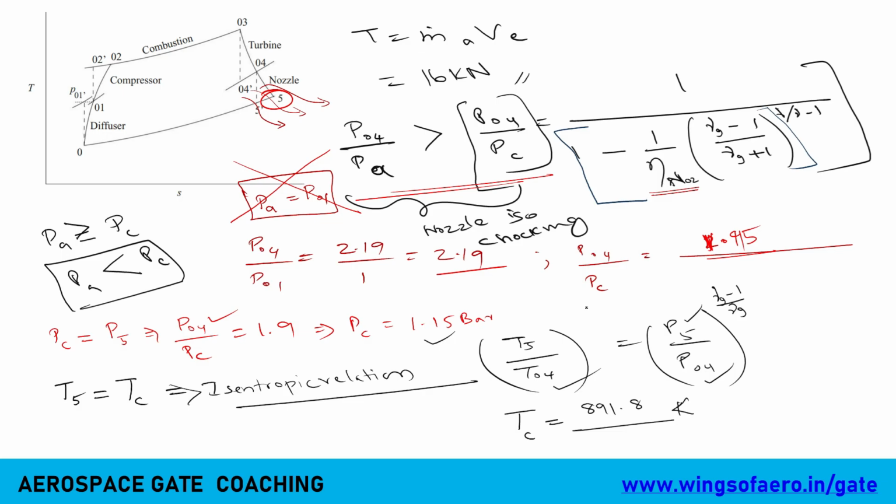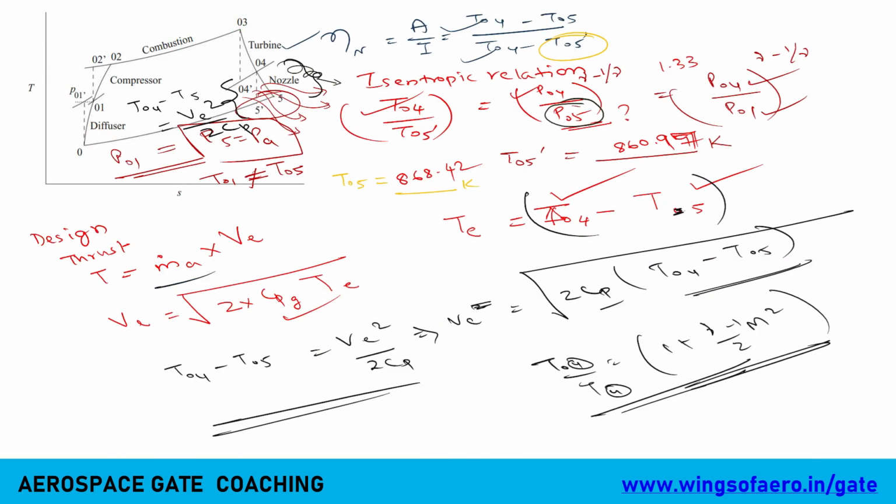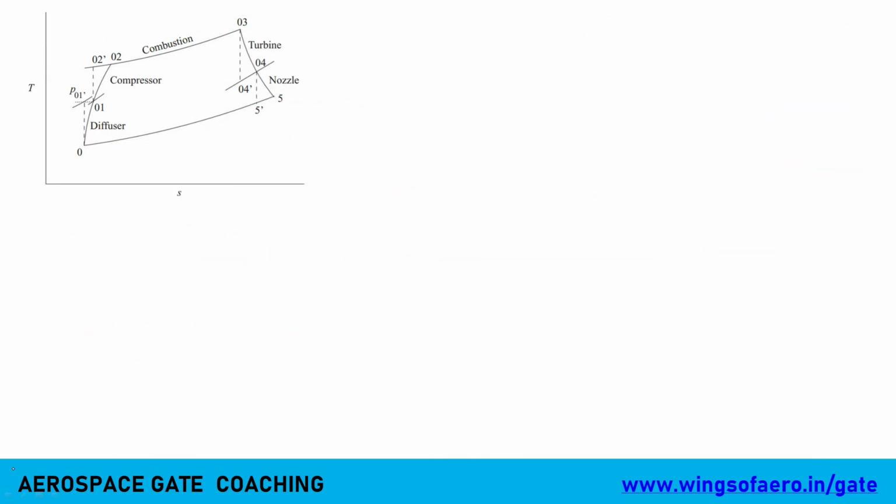Now we have all the parameters and what they have asked in the question. I request all of you to please mute when you are answering, then you can unmute. Fine. So they have given total thrust. First we need to find out total thrust at which condition? At the nozzle choked condition. So we have found out all the parameters. So first we'll write the thrust at this nozzle choked condition.